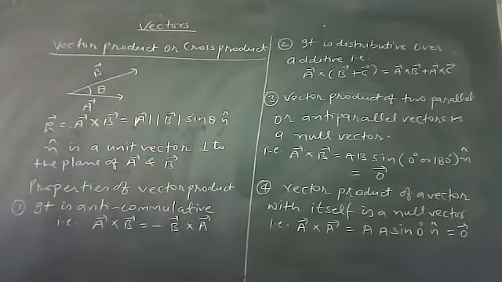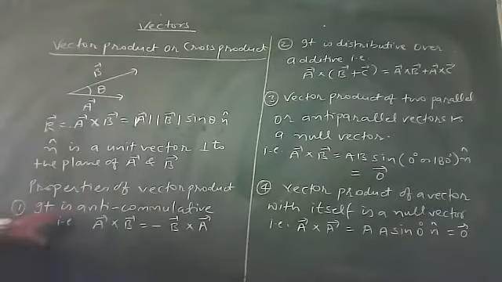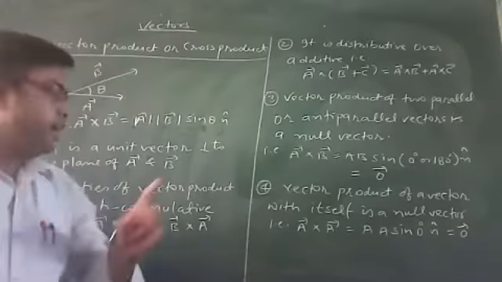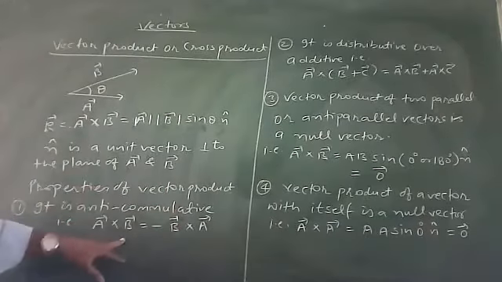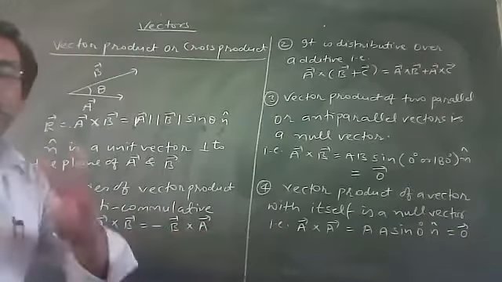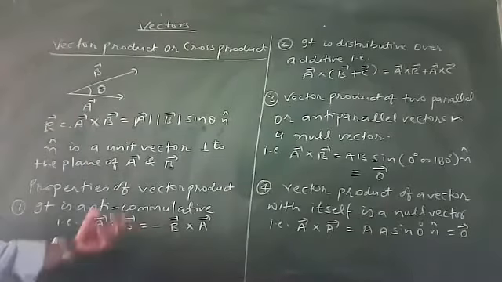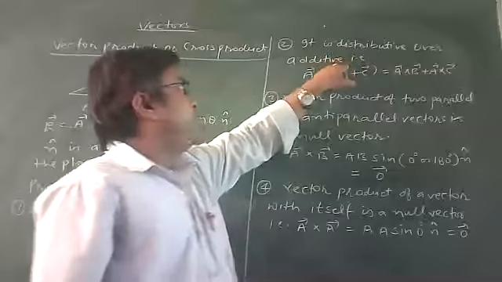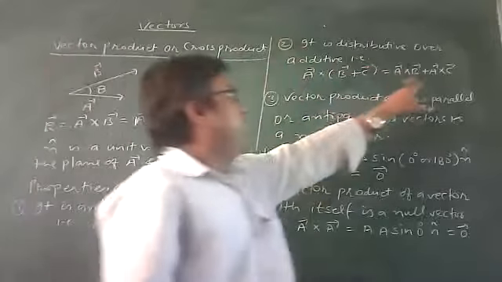If I am going to discuss properties of vector product, first point, it is anti-commutative. Yesterday we discussed that the dot product was commutative. What is the difference here? If I am doing A cross B and I am doing B cross A, then the direction will be changed. That is the difference here. Second property is similar to the dot product. It is distributive over addition. That means A cross (B plus C) can be written as A cross B plus A cross C.